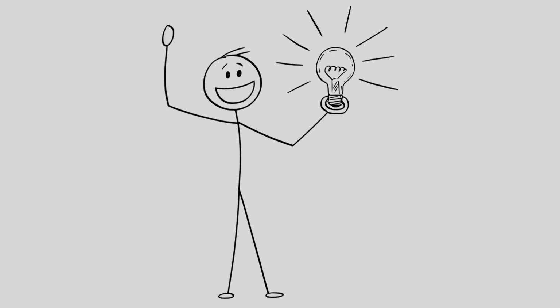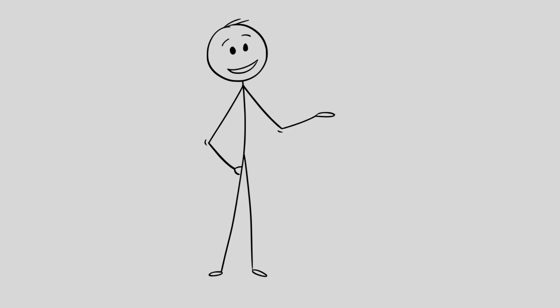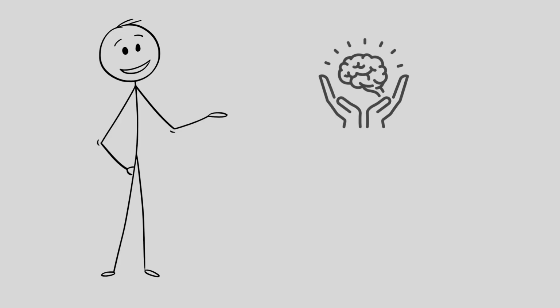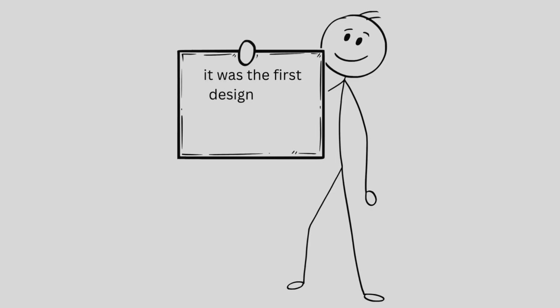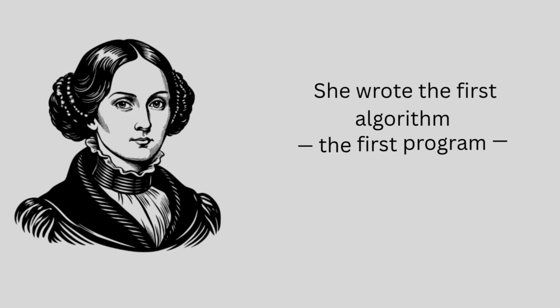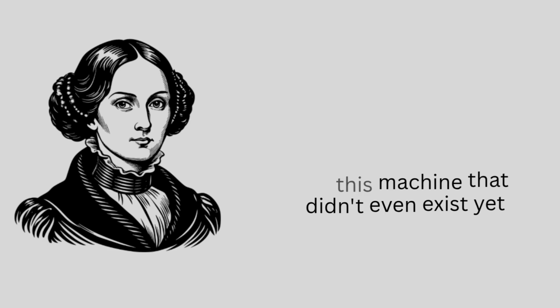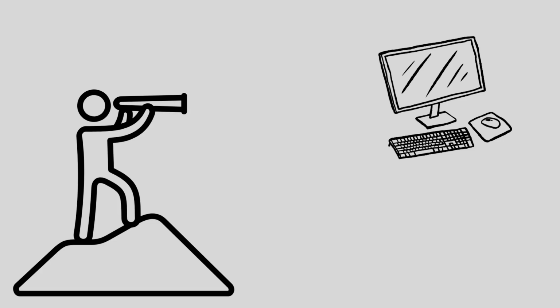But then he had an even bigger idea, the analytical engine. This wasn't just a calculator. It was designed to be programmable. You could give it different instructions, and it would do different things. It had something like a memory, something like a processor. On paper, it was the first design for a general-purpose computer. In 1837, it was never fully built in his lifetime, but the idea was planted. And remember Ada Lovelace? She wrote the first algorithm, the first program, for this machine that didn't even exist yet. The vision was real, even if the hardware wasn't.